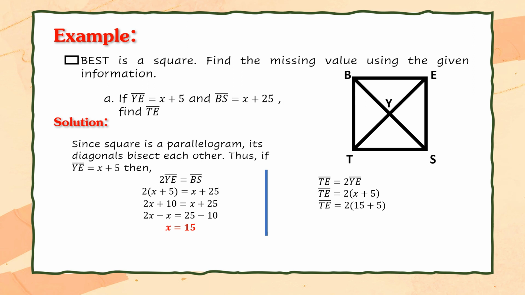Here, we won't use the distributive property. We just first solve the inside of the parentheses. So TE is equal to 2 times the sum of 15 plus 5, which is 20. So we'll have TE is equal to 2 times 20, and 2 times 20 is 40. So segment TE is equal to 40.